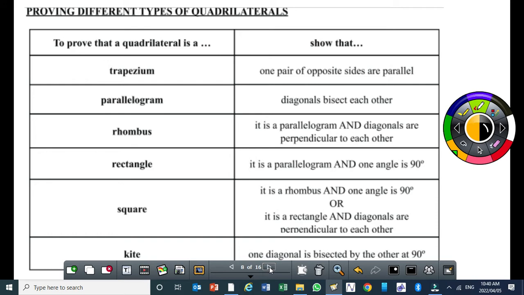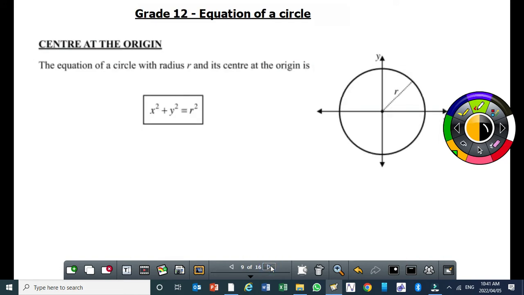Then you need to know your properties of quadrilaterals. Remember you learned about 6 quadrilaterals from grade 9: trapezium, parallelogram, rhombus, rectangle, square, and kite. You have to know this for your analytical geometry, the properties of quadrilaterals.